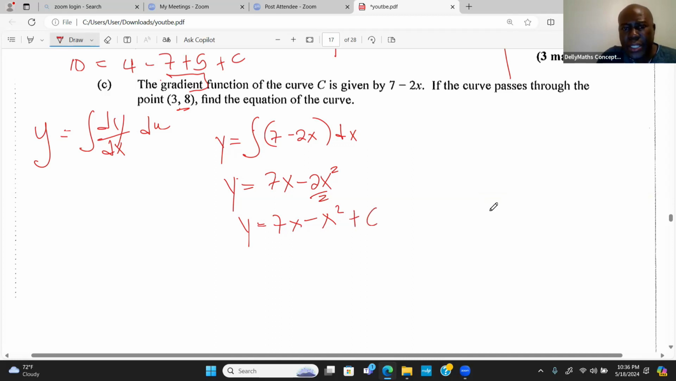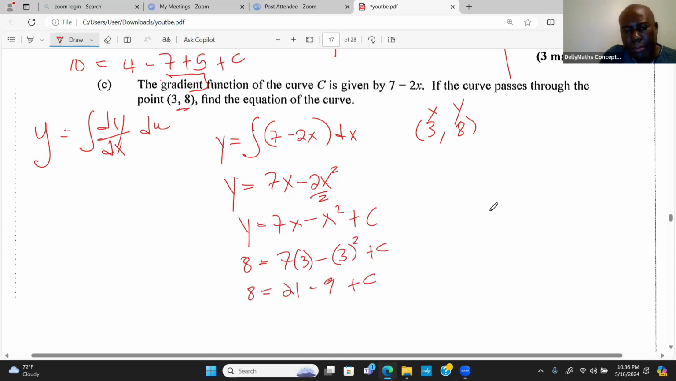Now, at the point (3, 8), remember that this is x and this is y. So we're going to substitute so that we can know what the constant is. Substituting here, we have 8 is equal to 7 times x, which is 3, minus 3 squared plus c. 8 is equal to 21 minus 9 plus c. So 21 minus 9 is 12.